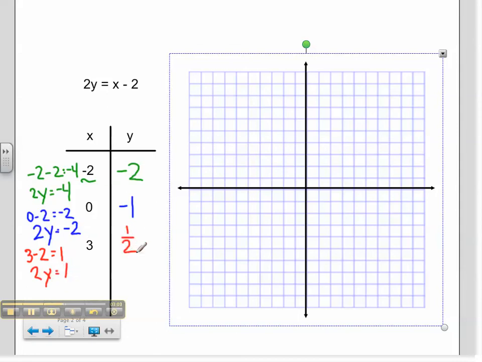I can now graph. I can go to -2, -2, 0, -1, and 3, comma 1/2. I can then use my straight edge to draw my straight line with arrows on the ends to show the infinite possibilities or the infinite solutions for 2y equals x minus 2.